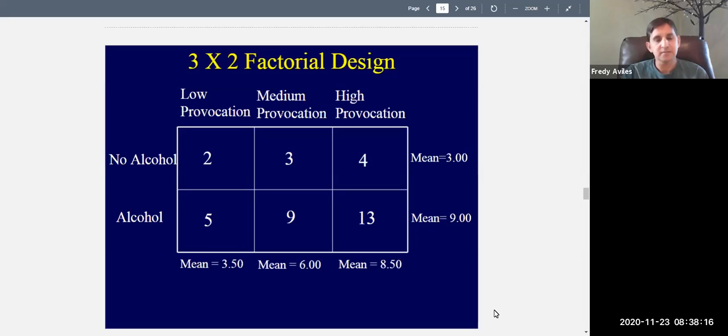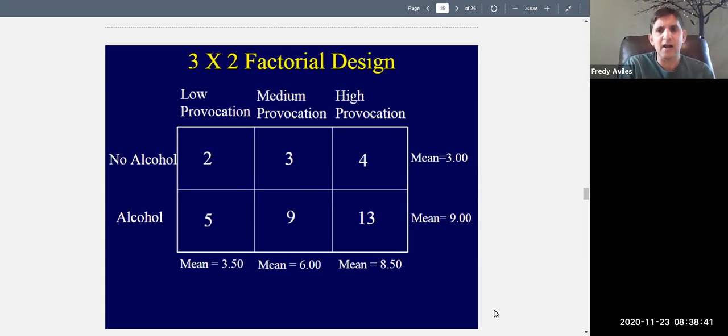What that means is if you ask the question, does alcohol increase aggression? Your answer is it depends. It depends on the level of provocation. Or you could ask it a different way. Does provocation increase aggression? And your answer would be, it depends on whether you're drunk or not. Depends on whether you've had alcohol or not. That's what that means.